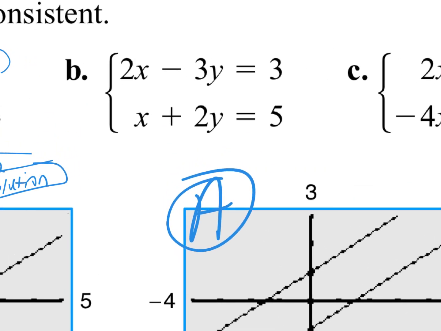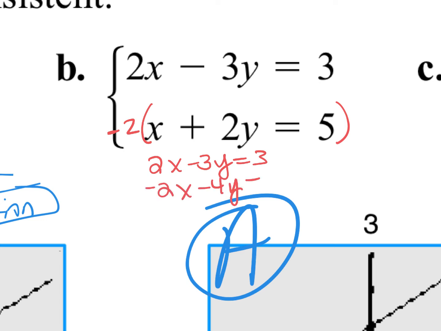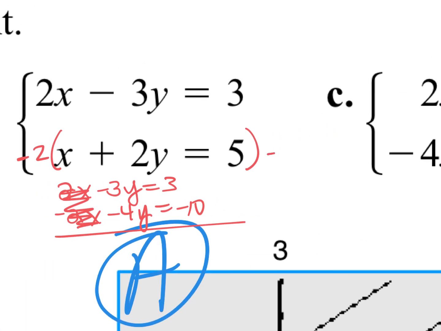All right, so for B, I'm just going to go ahead and eliminate x's again because I can easily just multiply the bottom equation by negative 2 and get that to cancel out. So if I go by negative 2, I have 2x minus 3y equals 3, my first equation. And then the second one's going to be negative 2x minus 4y equals negative 10. When we combine, negative 2x and positive 2x cancel. Negative 3y and negative 4y is going to give me, right over here, negative 7y. And then 3 minus 10 is going to give me negative 7. Divide both sides by negative 7, and I get y equals positive 1.